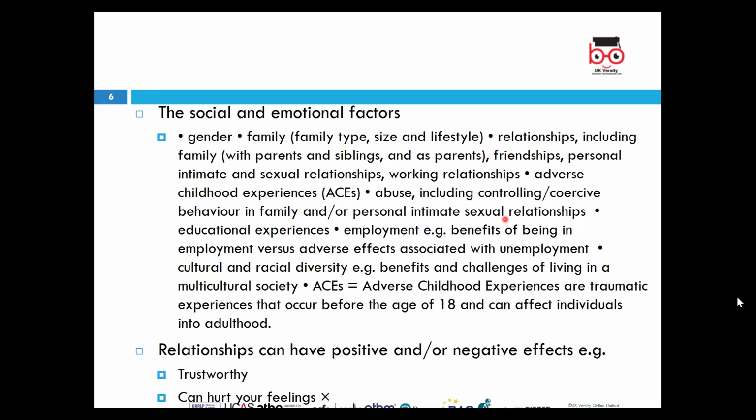So ACE is adverse childhood experiences. They are traumatic experiences that occur before the age of 18 years and can affect individuals as they grow older. They may be abusers themselves when they are older, or they may develop extreme psychiatric conditions because of that. Then there are relationships that have positive or negative impacts. There is trustworthiness.